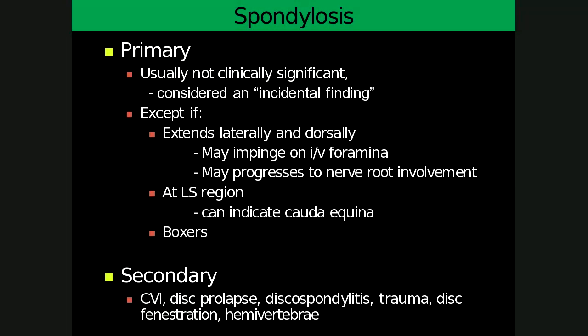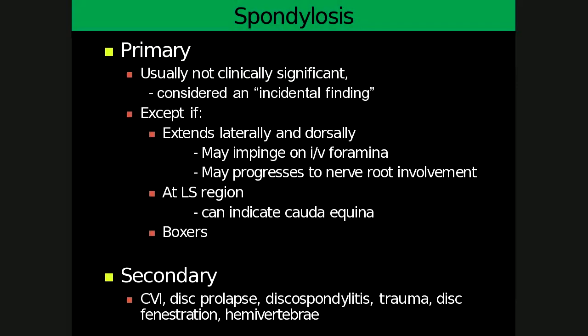So spondylosis can be broken down into either primary or secondary. In primary, it's usually not clinically significant and is considered an incidental finding. The exceptions are if it extends laterally and dorsally in such a manner that it may impinge on the intervertebral foramina, and in that way it may result in nerve root involvement due to compression by the new bone. At the lumbosacral region, it can indicate that there's Cauda equina syndrome present, which we'll get to a little bit later, and boxers tend to be a breed that's overrepresented for severe spondylosis formation.